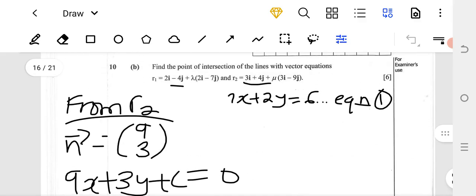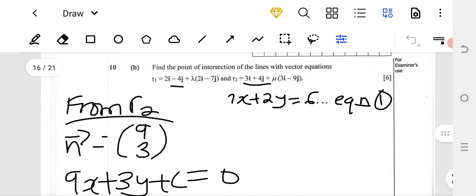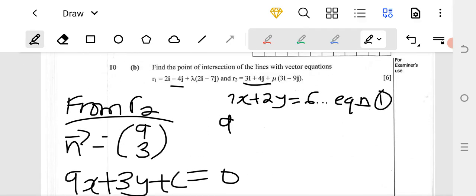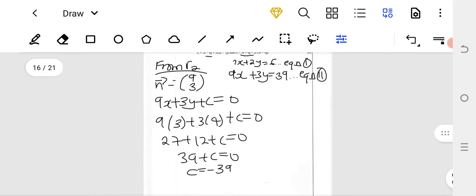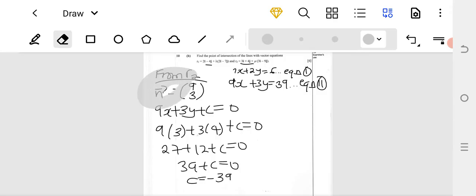Okay. Therefore, we are saying 9x plus 3y is equal to, in this case, since negative 39 was there, it will be a positive 39 as our equation 2. And then the next step is to clean up.